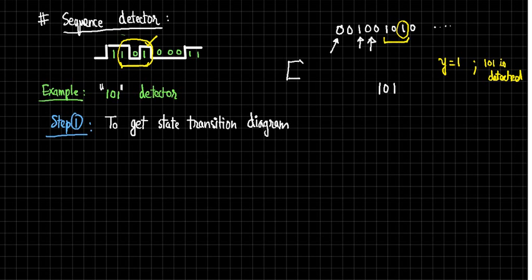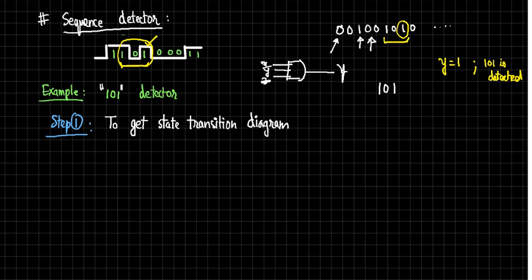101 is detected, let's say, let it be X, Y bar, and Z. If that is detected, then we can easily say that the sequence has been detected, and that is the output. But here that is not the case. The data is coming in series, so we have to take it bit by bit.